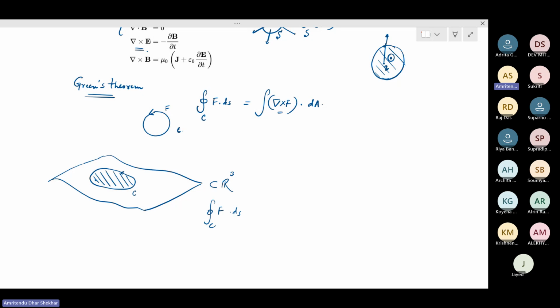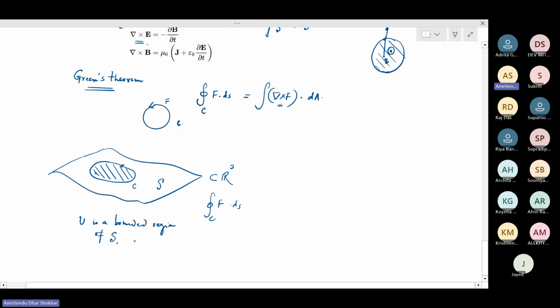So basically what I say is that U is a bounded region of the surface S, let's say this is my surface, such that the boundary of U, which sometimes we denote as U dot, is this curve C. So then this is equal to the integral of curl of F. Okay, and then you can take an area element. The area element in this case is a bit tricky to define.